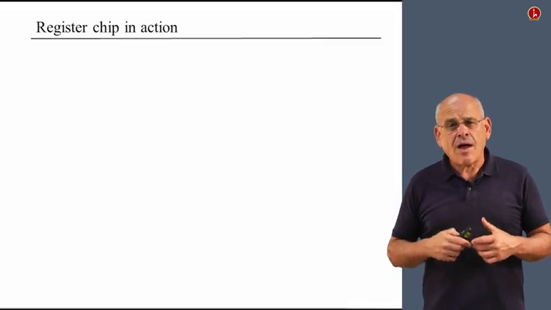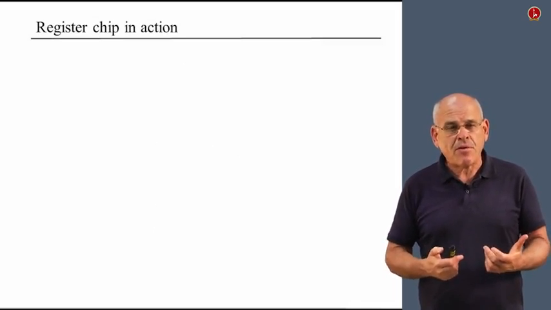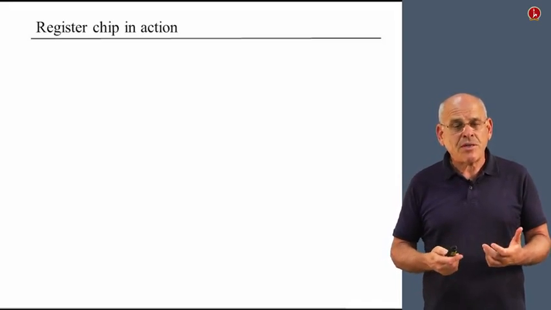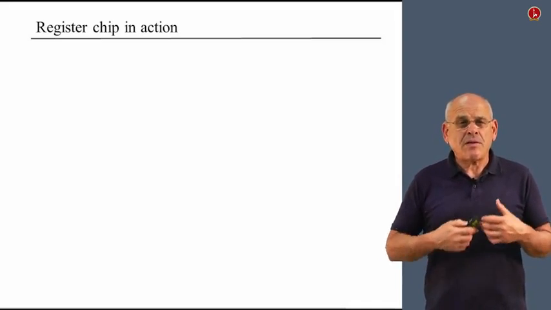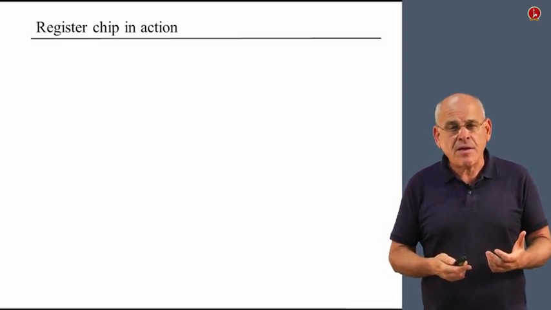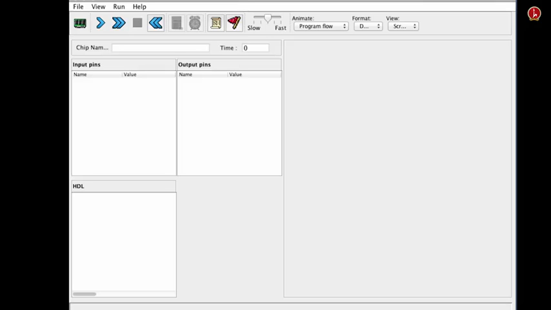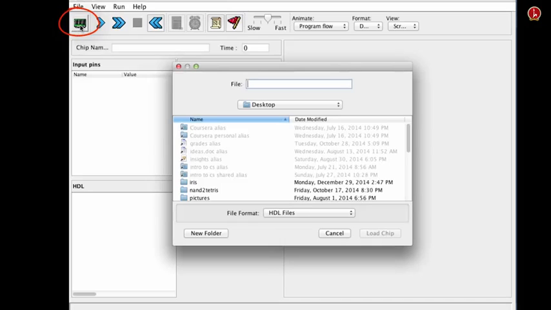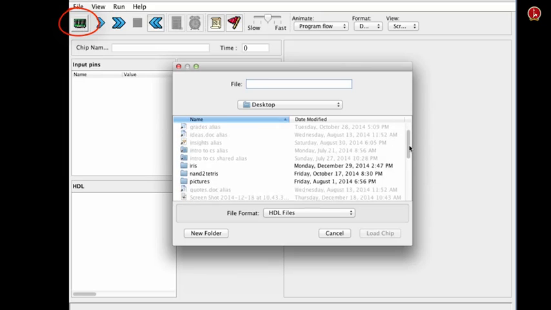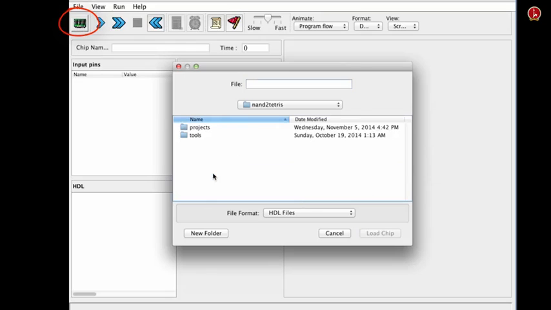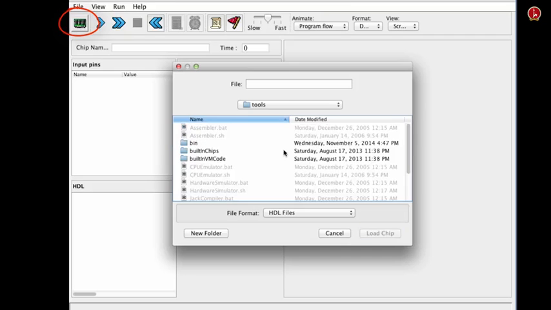All right, so we are now ready to give you an example of a register chip in action. And in order to do this, we will fire up the hardware simulator and show you how the register chip works. So to get started, I'm going to load one of my built-in register chips, and in order to do it, I will select the Nand to Tetris folder, and within it I'm going to Tools, and within Tools I'm going to Built-in Chips.